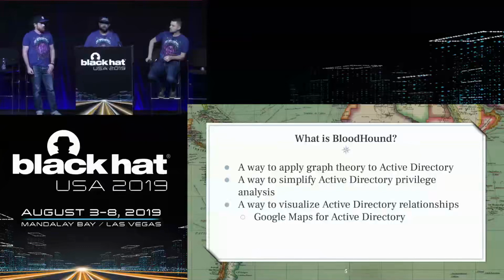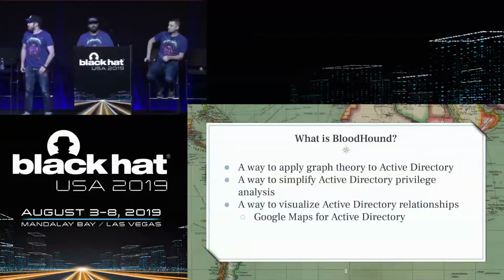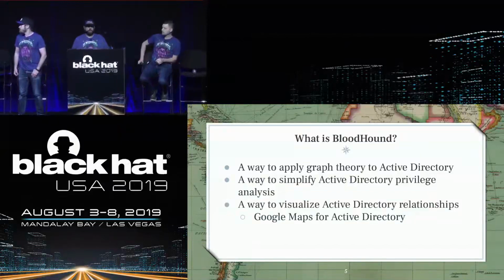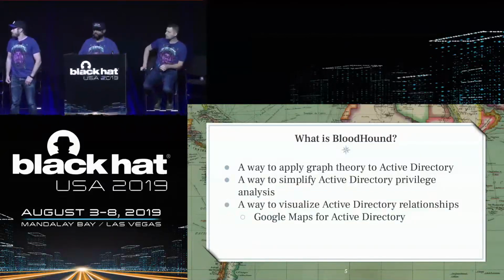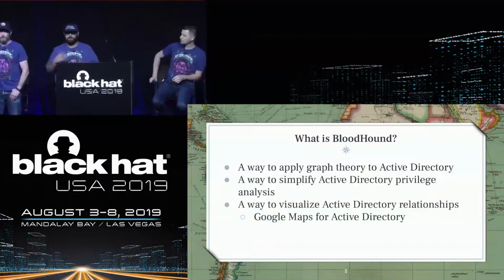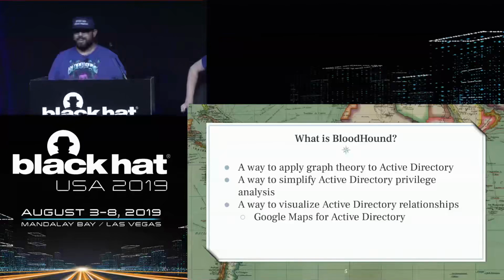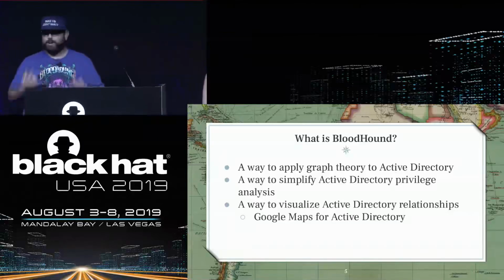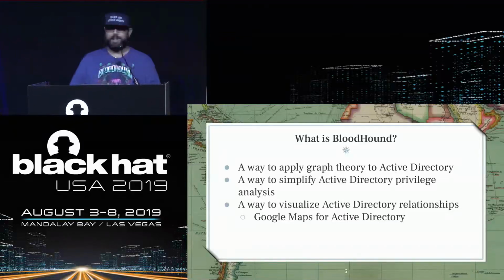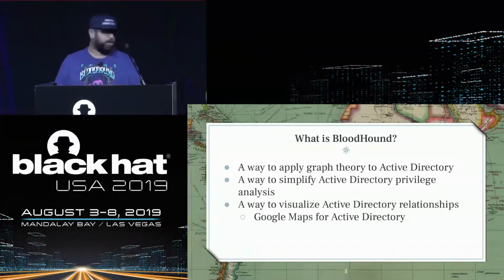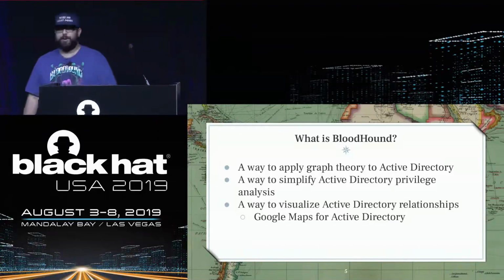All right, what is Bloodhound? Bloodhound is the tool we wrote, and our goal was to apply graph theory to Active Directory. We wanted to simplify privilege analysis in Active Directory, which, if anyone has tried to use built-in tools in Windows, knows is not easy. It's very, very arcane and not very easy to navigate. So we wanted to visualize relationships in Active Directory and essentially build what we call Google Maps for Active Directory.